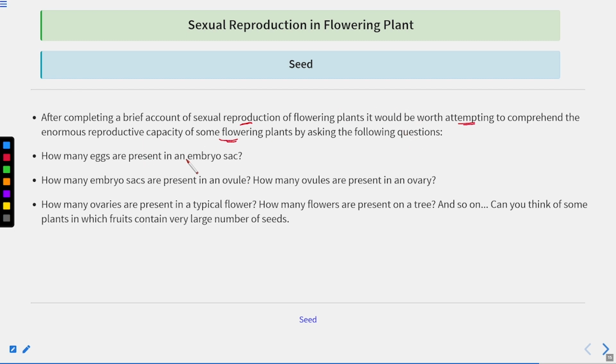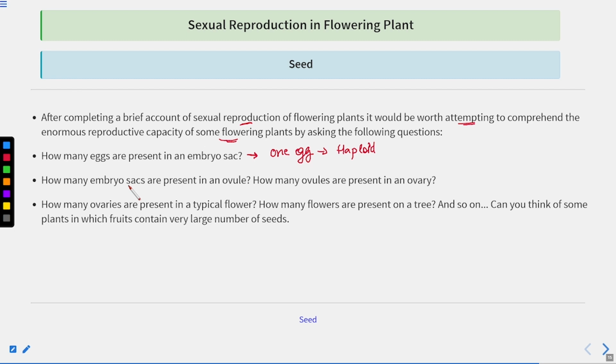How many eggs are present in the embryo sac? So you have to answer how many eggs are present in the embryo sac. If you know about the structure of the embryo sac, at the micropylar end, the egg apparatus is present, and this egg apparatus contains one egg. So usually one egg is present in the embryo sac, which is haploid. All the cells of the embryo sac are usually haploid.